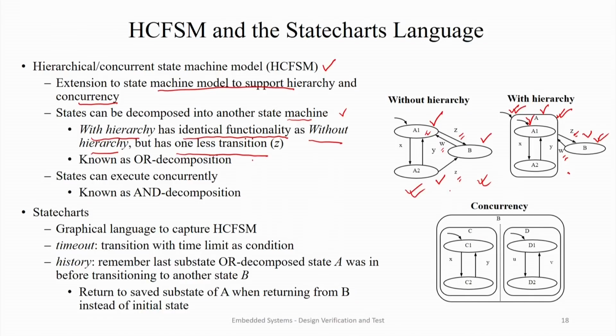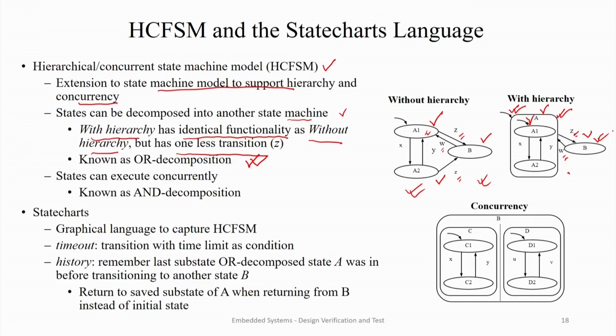So, this one is known as an OR decomposition, because either A or B will be executed at a given time, not both concurrently. A and B could possibly be another state machine internally, because B can also be a composite state. And when you have an OR decomposition, as in here, the system will be in either state A or state B and not both together concurrently.